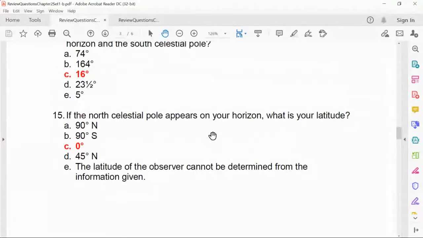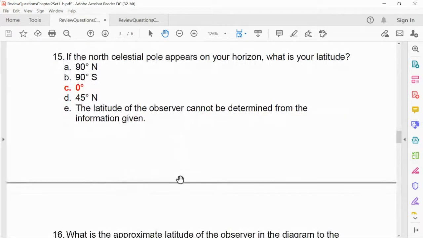If the celestial pole appears on your horizon, what is your latitude? Remember, I told you about the North Pole and the equator. When you are on the equator, the North Celestial Pole will appear on top of your north, and that's why when you measure the angle between both of them, it will be 0. So at latitude 0, you can actually see the North Celestial Pole, and opposite it will be the South Celestial Pole. So if you see the North Celestial Pole appearing on your horizon, that means you are at latitude 0, which means you are at the equator.